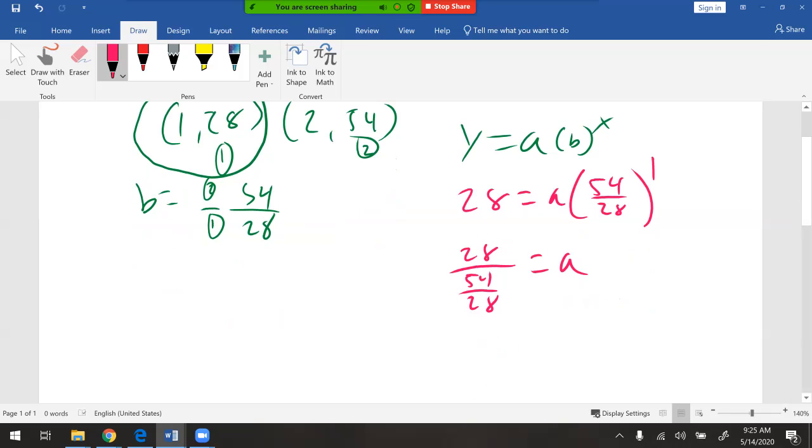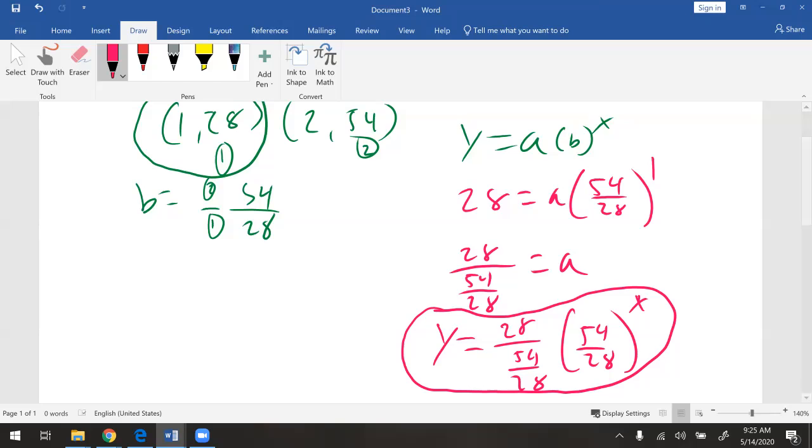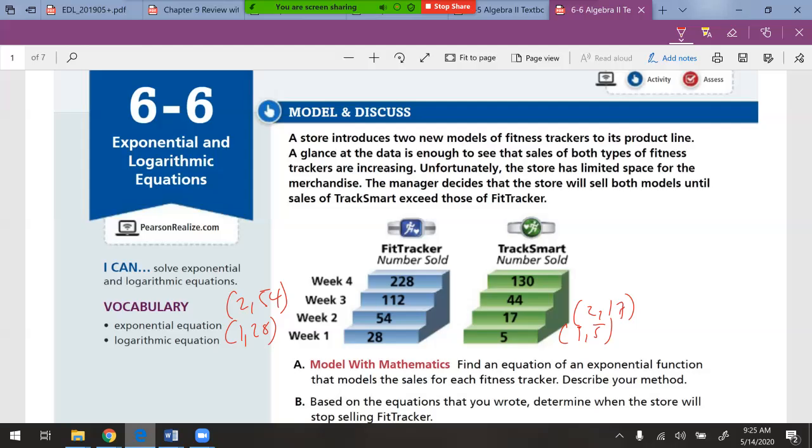Essentially. So in this case, we have everything, right? That means y equals 28 over 54 over 28 multiplied by 54 over 28 to the power of x. Notice how I didn't simplify it. Left it as it is. We can do the same thing for the other one.